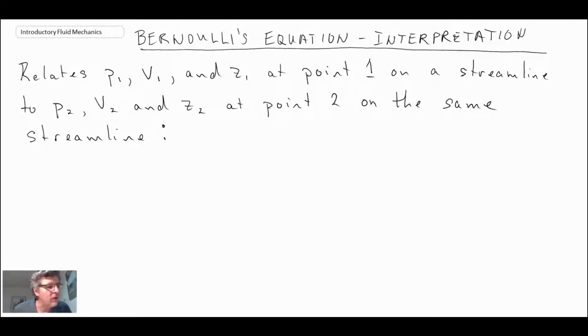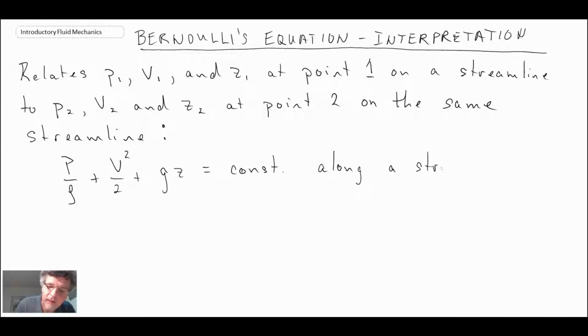So what Bernoulli's equation does is it says that if we evaluate P over rho plus V squared over 2 plus gz, that is going to be equal to a constant provided that we are on the same streamline. So along a streamline.